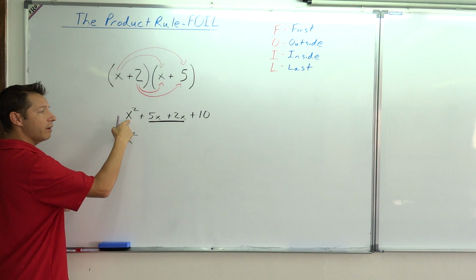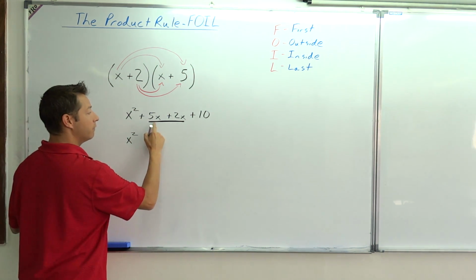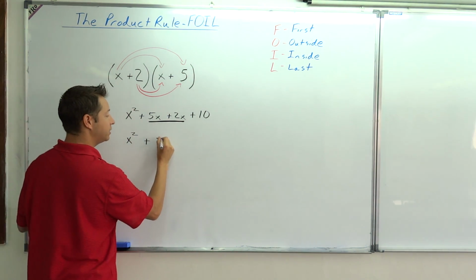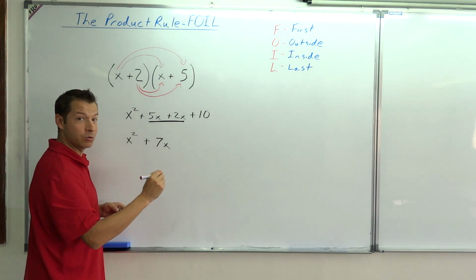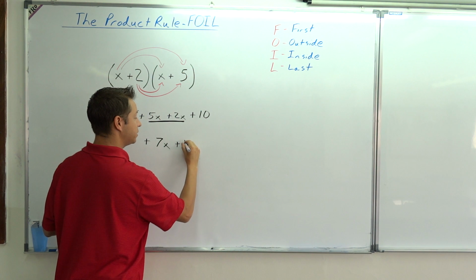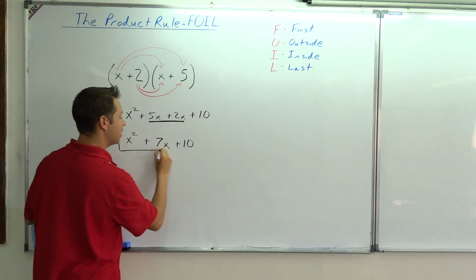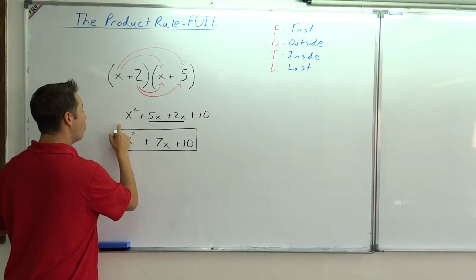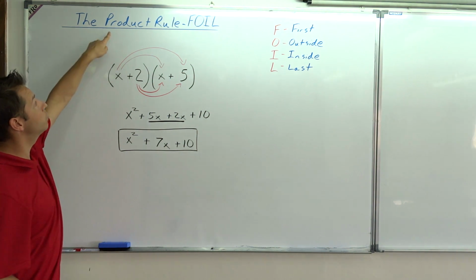So I should be left with x squared plus 5x plus 2x, which is going to be 7x, not 7x squared. Remember, we're not changing the exponent, only 7x plus 10. So that's what we end up with for a final answer when I expand this out using what we call the product rule.